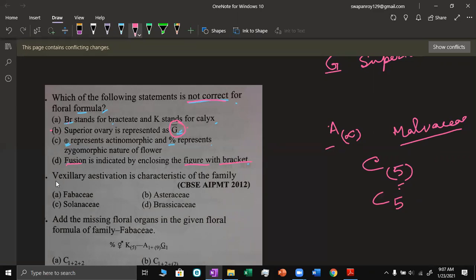Next is a very easy one. The vexillary estivation is the characteristic of the family Fabaceae, Asteraceae, Solanaceae, Brassicaceae. This was asked in CBSE AIPMT 2012. So vexillary estivation is which family? Fabaceae, yes. Vexillary estivation is for Fabaceae, that is the pea family. Here, instead of writing the family name, they can give the name of any plant belonging to this family also, such as pea or Sesbania or any other plant name.